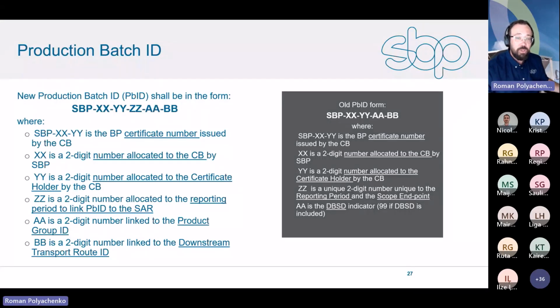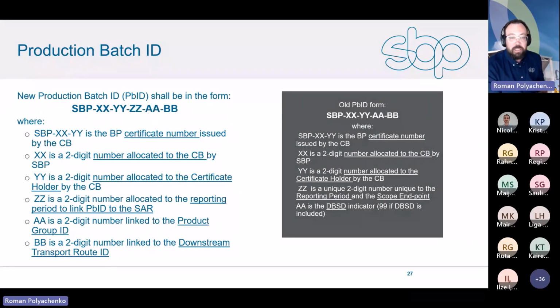And then we have a new thing, which is product group ID. We already covered product group ID and the standard 4, so we know that now the production batch ID also communicates the product group, and it is also directly linked to the mass balance. And then downstream transport route.